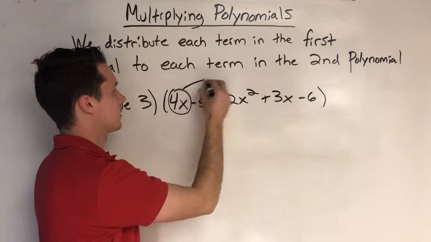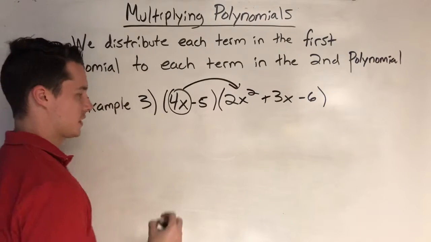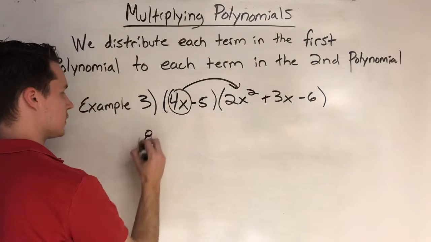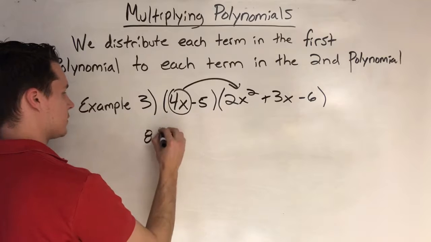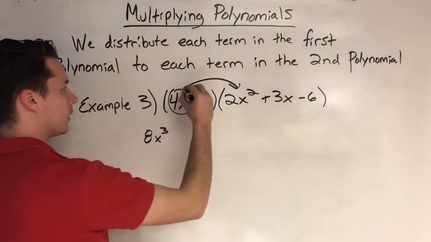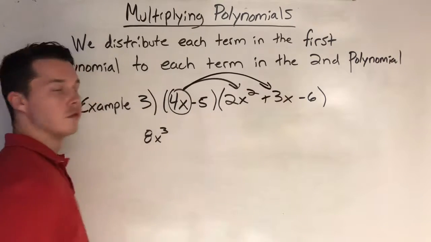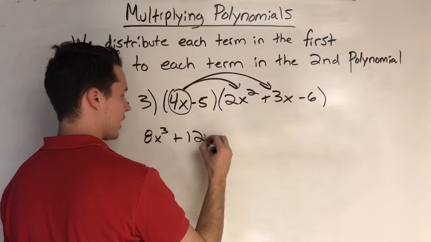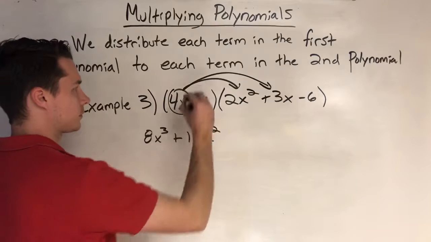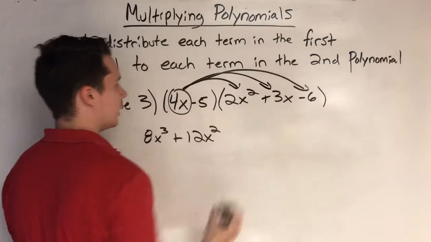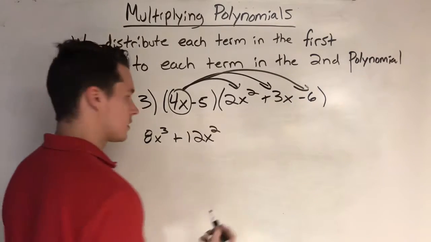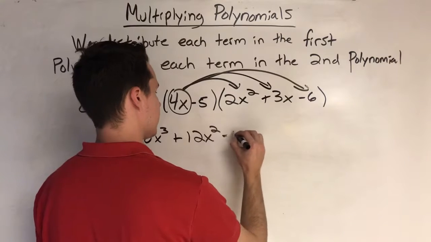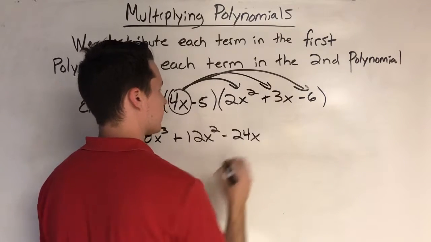We're going to do 4x. So 4x times 2x squared. Well, 4 times 2 is 8. And x times x squared is x cubed. Okay. 4x times 3x. So we'll do plus 12. And then x times x is an x squared. And then 4x times negative 6. Well, 4x times negative 6 is going to be negative 24x.